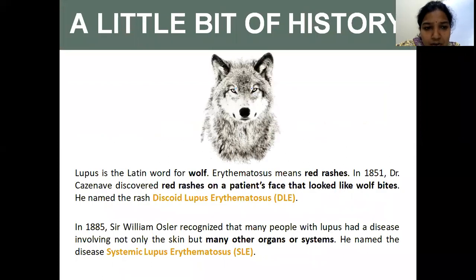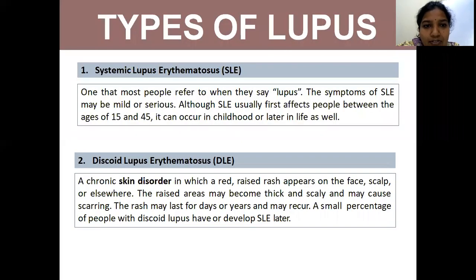So going into the history, lupus is a Latin word for wolf. Erythematosus means red rashes. In 1851, Dr. Cazenave discovered red rashes on the patient's face that look like wolf bites. He named the rash discoid lupus erythematosus. In 1885, Sir William Osler recognized that many people with lupus had a disease involving not only the skin but many other organs or systems. He named this disease as SLE, that is systemic lupus erythematosus. So SLE is the one that most people refer to when they say lupus.